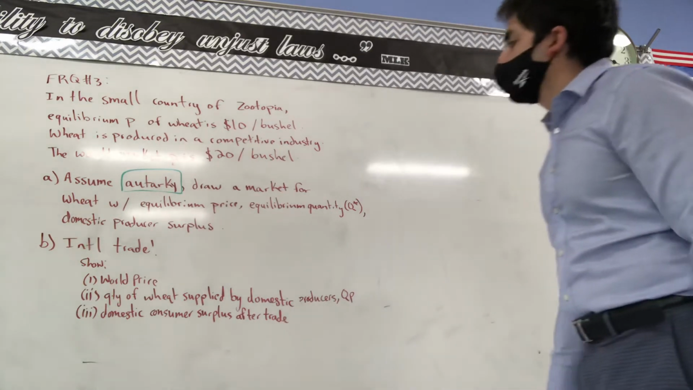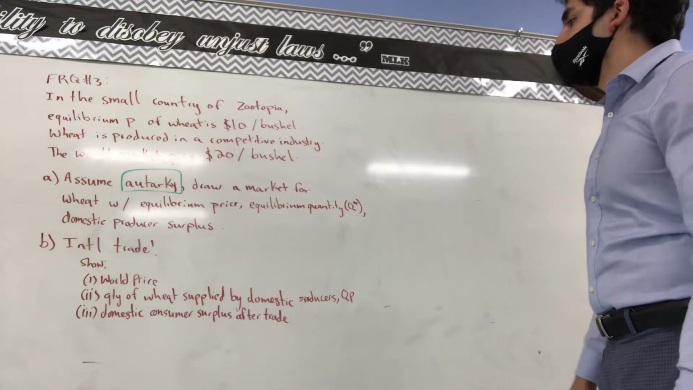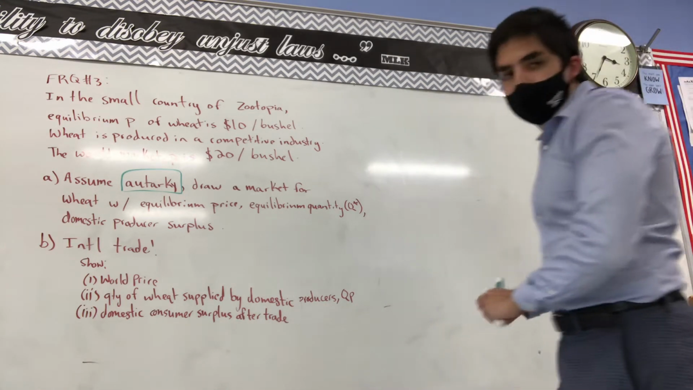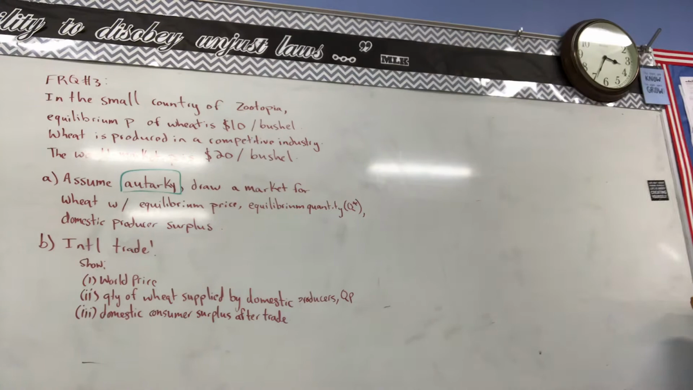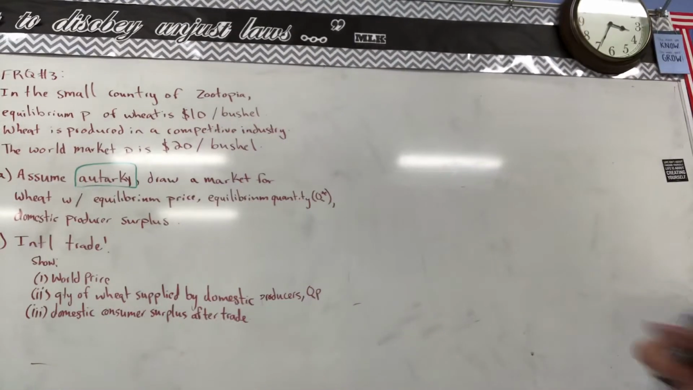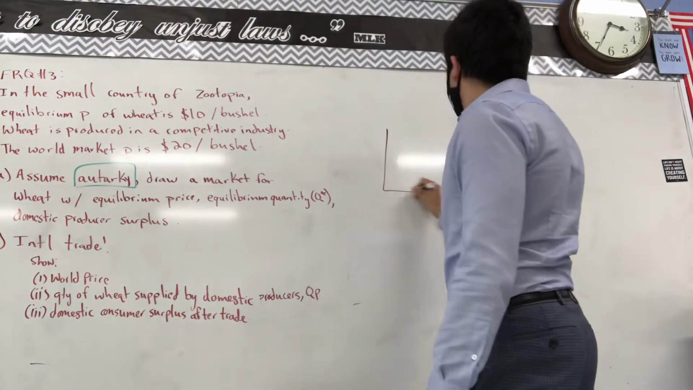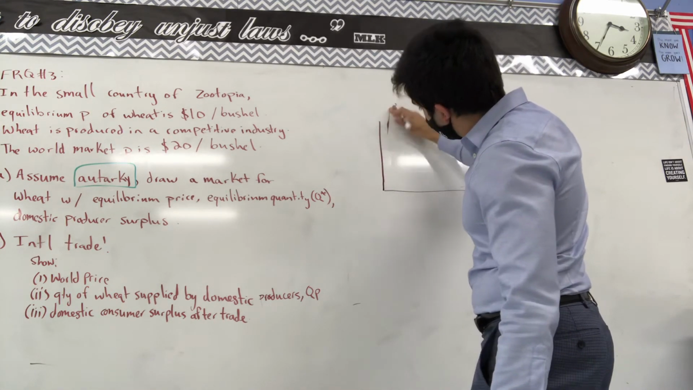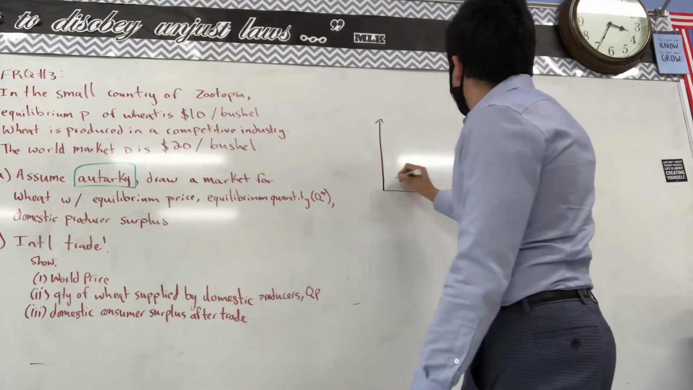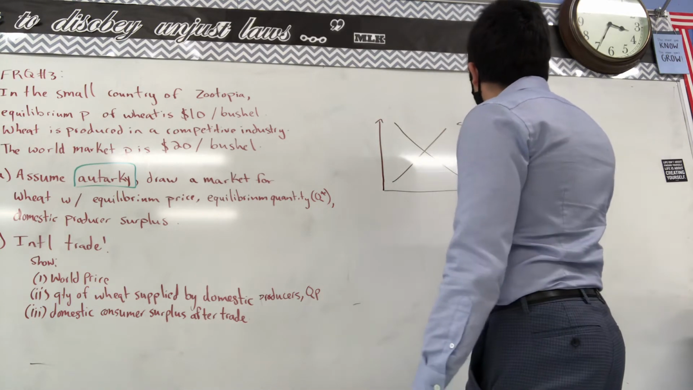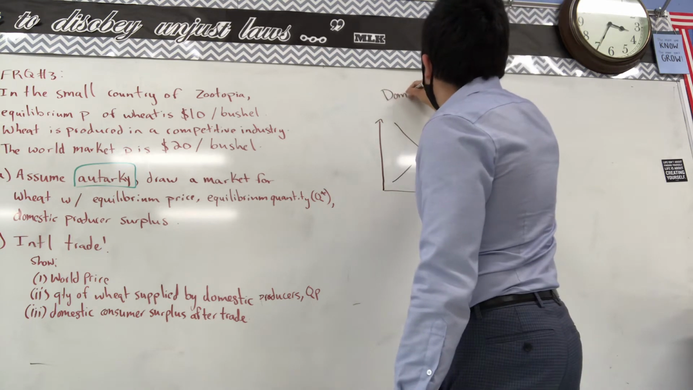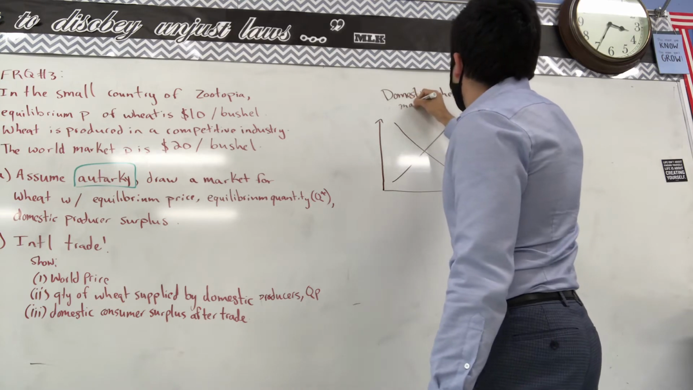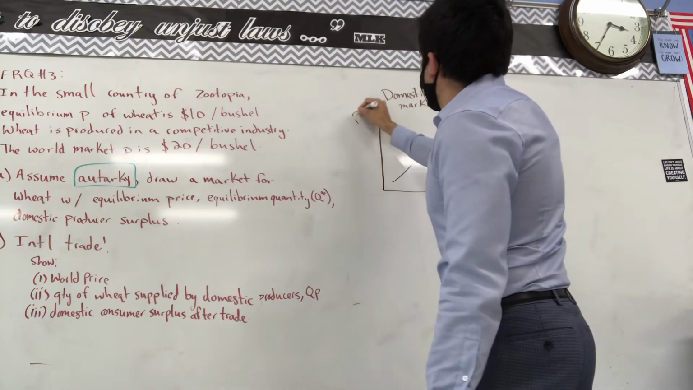So assume autarky, which has that root word auto. Draw a market for wheat with equilibrium price, equilibrium quantity, and domestic producer surplus. This is pretty simple. Right, it's a simple supply and demand graph, and we're going to label this domestic wheat market, and then price on the y-axis.